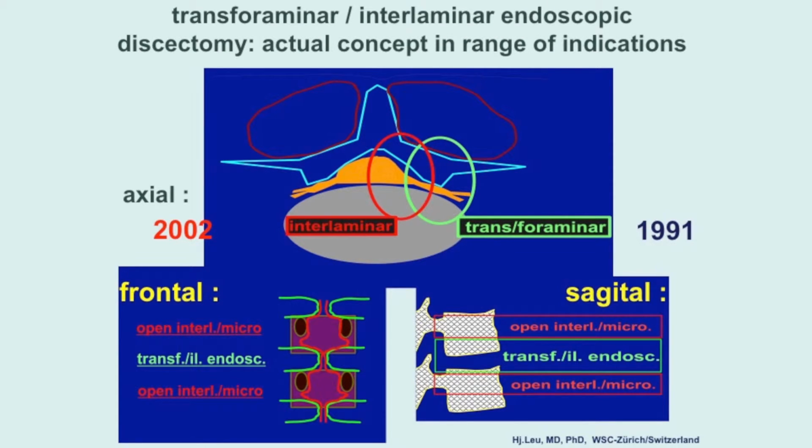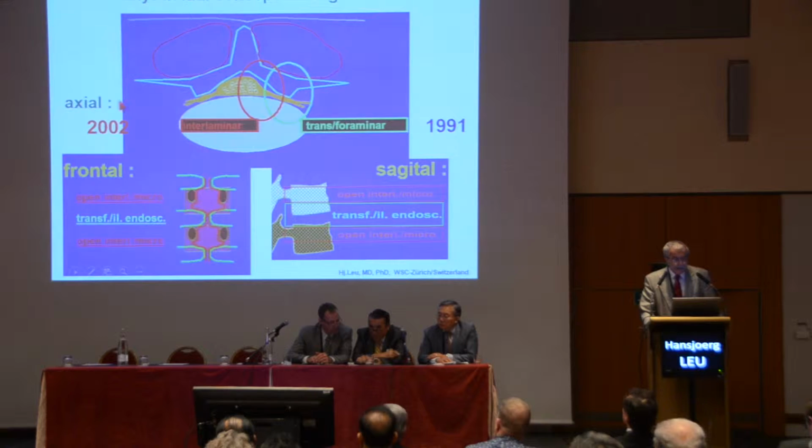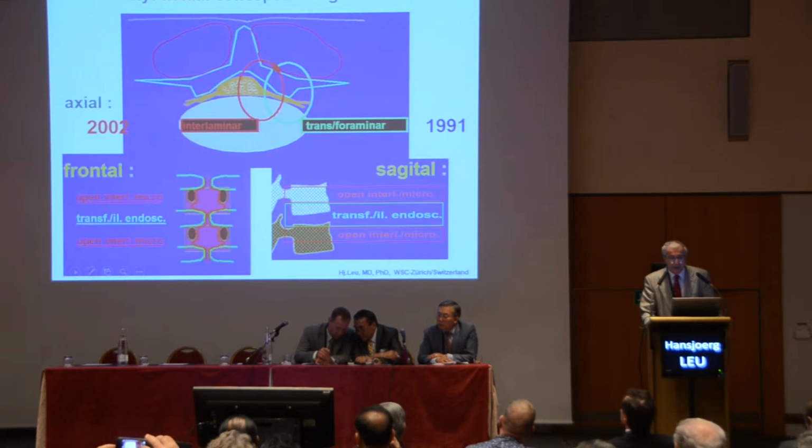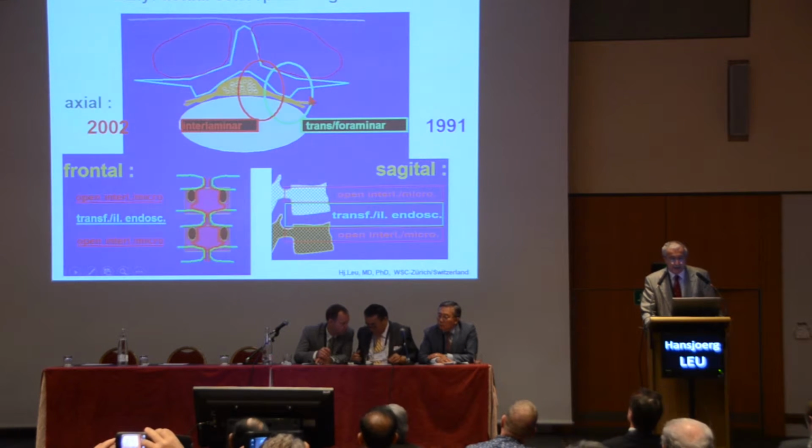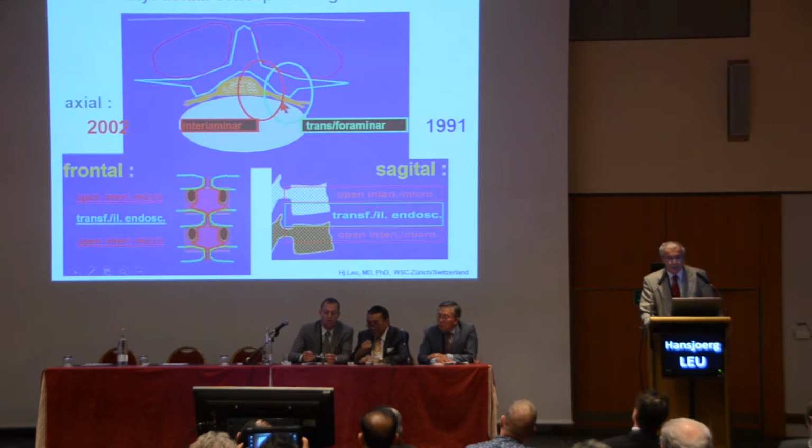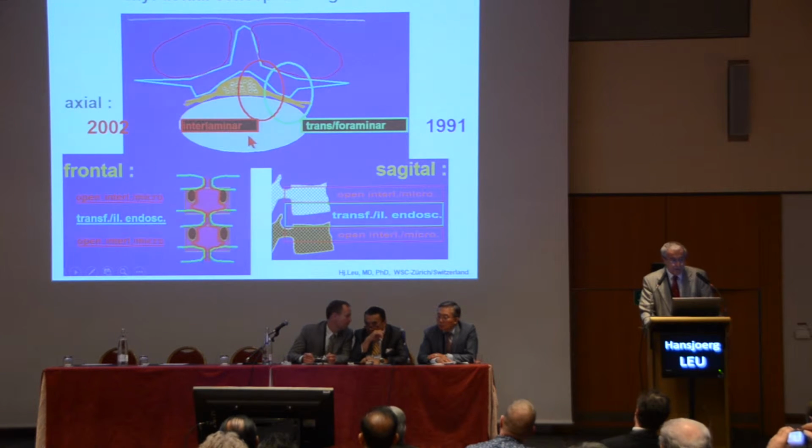So we can summarize the accessibility anatomically. In the axial view, the interlaminar approach comes from behind and may address across the canal this area from the left or the right side, and the transforaminal can address the lateral foraminal up to the mediolateral and interforaminal forms. This is the axial view.